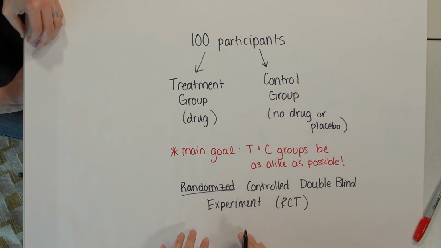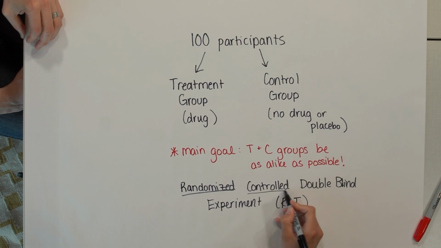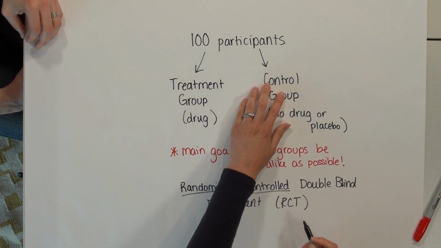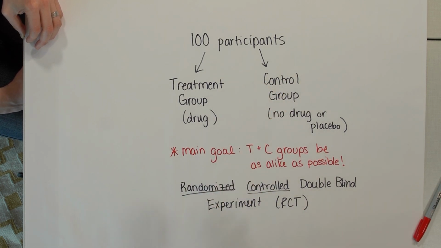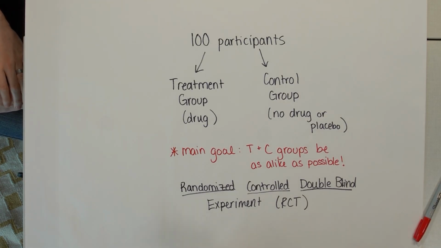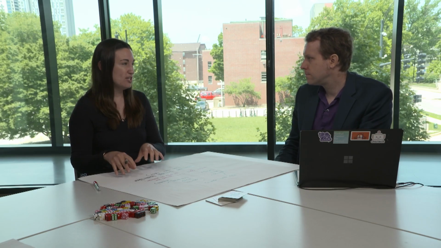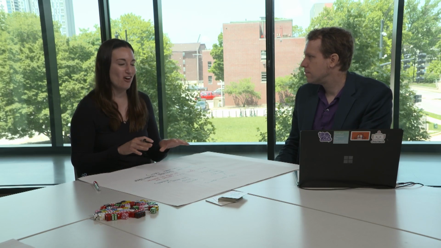Because random assignment is the most likely to make these groups as alike as possible. We also want to make sure it's controlled. We want to make sure there is a control group that we're comparing to people who are actually not taking the drug, so we have data on that. And then what you mentioned is about this double blind part. So double blind basically means that the researchers and the participants in the study don't know who's in each group, because we don't want any bias of that knowledge.